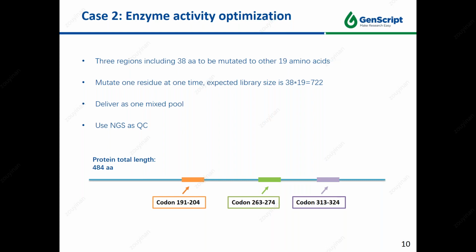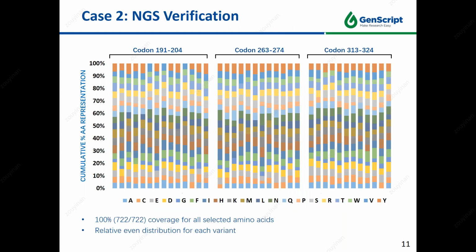Again, NGS is used for coverage verification and a codon distribution analysis. So our NGS results show that we can actually detect 722 variants in the final deliverables we deliver to our customers, meaning 100% coverage rate for all selected amino acids. And the distribution of each codon is relatively homogeneous in this library as well, which is consistent with the quality of our previous case.